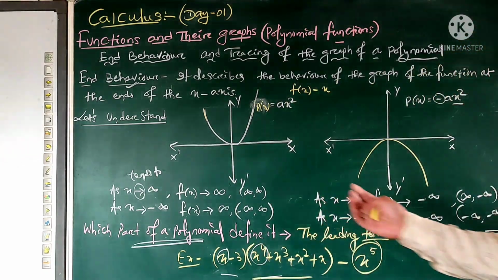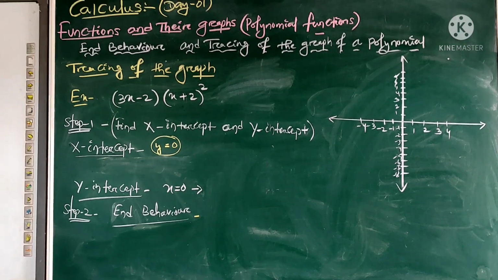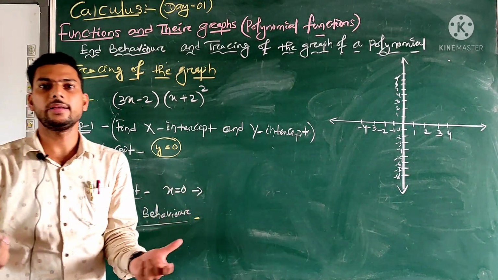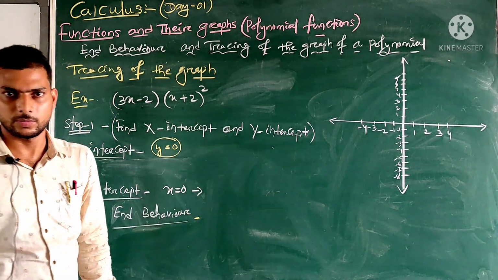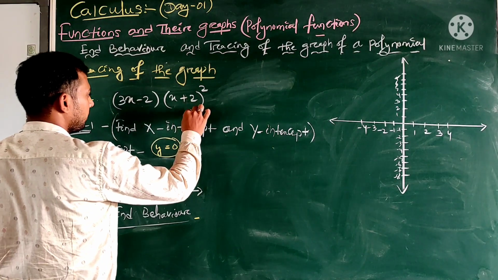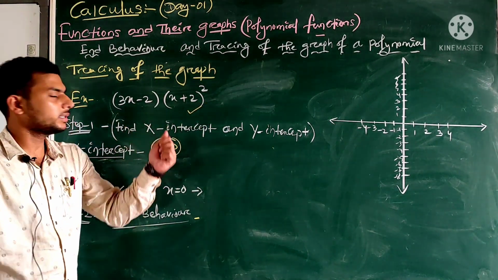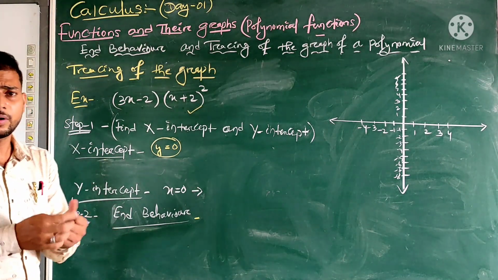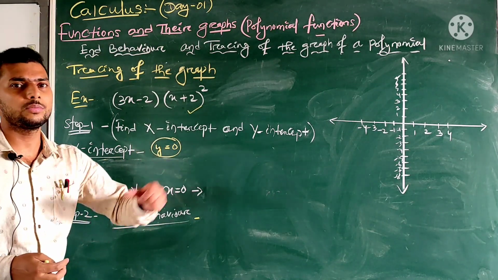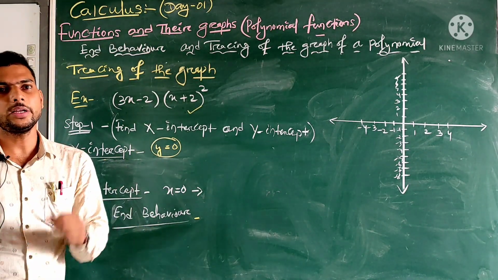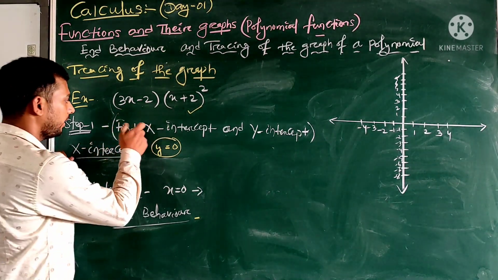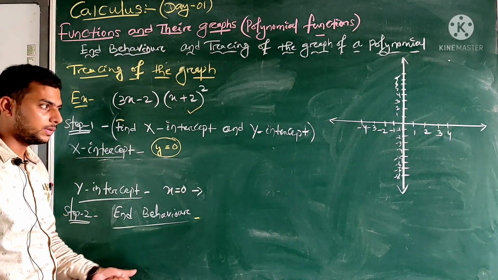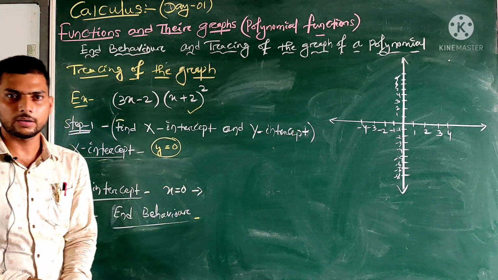How to trace the graph if these things are known to us? We will proceed with one example: how to trace the graph of a given polynomial. Here we have considered the polynomial (3x minus 2) into (x plus 2) whole square. We will divide the tracing of the graph of the polynomial into parts. One is we will find the x-intercept and y-intercept, and the second part we will go for finding the end behavior. In the final part we will draw the graph on the coordinate plane.